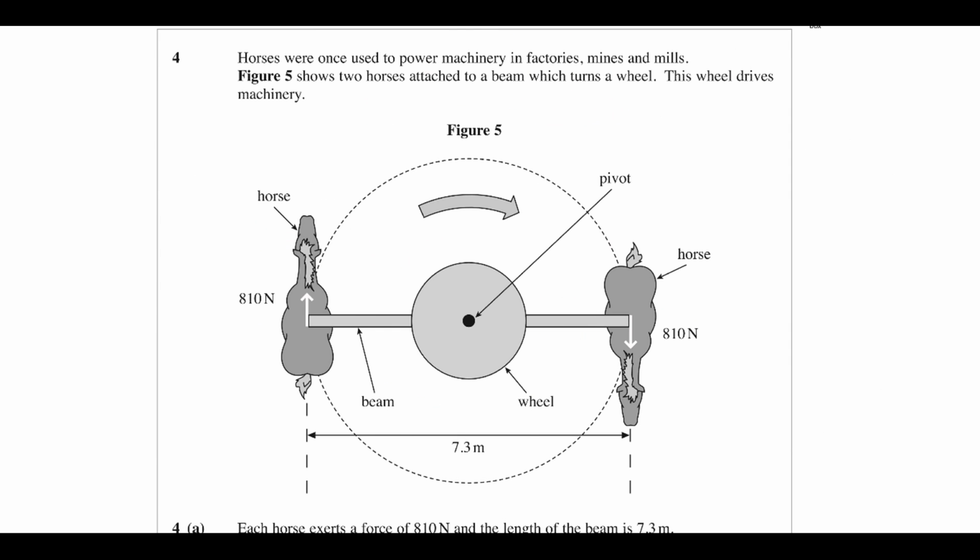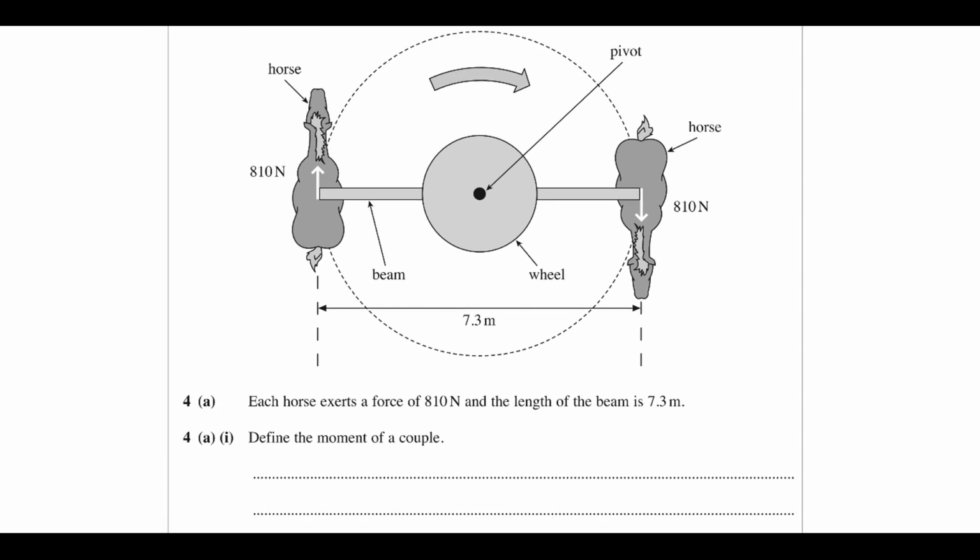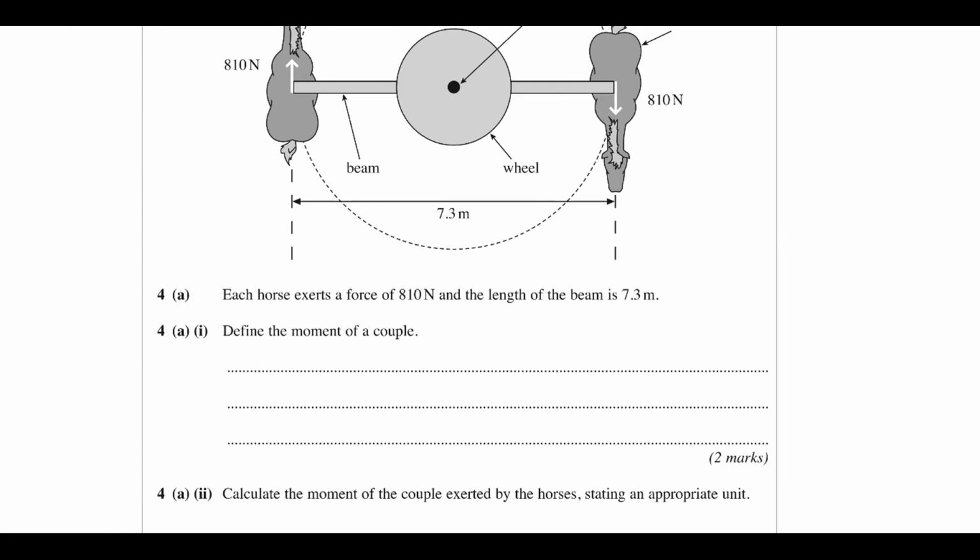Okay, so we've got horses were once used to power machinery in factories, mills and mines. We've got 2 horses attached to a beam to turn a wheel. So we're going to be dealing with moments. Anytime we've got any turning, that's going to be about moments. Each horse exerts a force of 810 newtons and the beam length is 7.3. Define the moment of a couple.